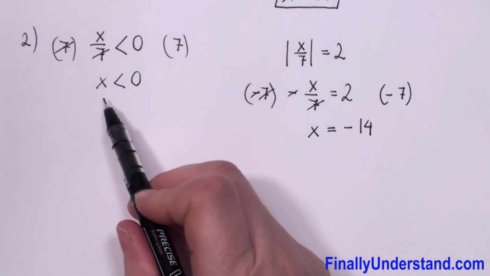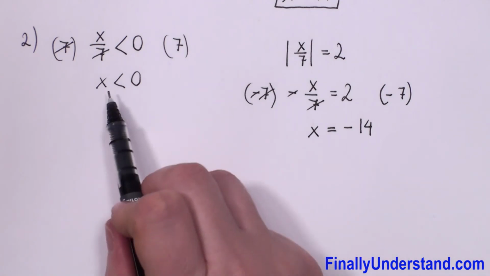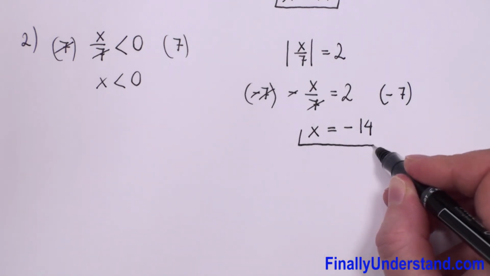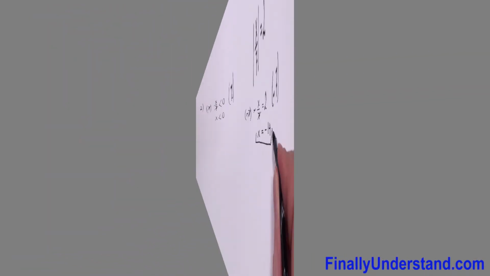We go to our domain. Negative 14 is less than 0. So we can say we have second solution. The problem is solved.